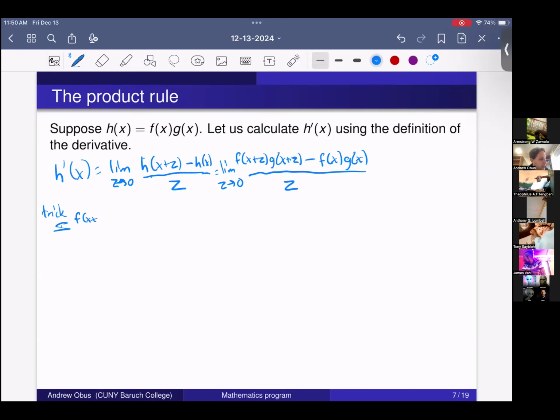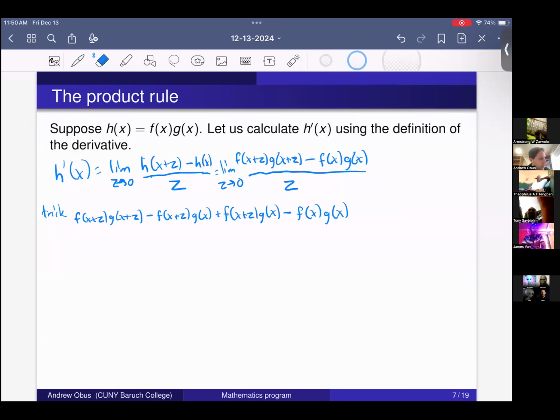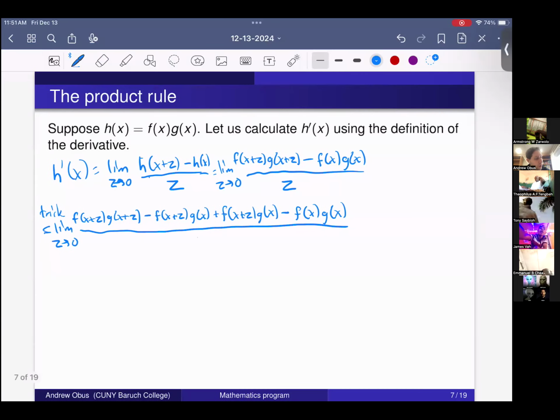I'm going to take f of x plus z, g of x plus z, and now I'm going to subtract f of x plus z times g of x, and then I'm going to add f of x plus z times g of x. I'm allowed to do that. I can always add and subtract the same thing. And then I'm going to subtract f of x times g of x. And this whole thing, sorry, I keep forgetting to write the limit. This is the limit as z approaches 0 of this whole thing here over z.